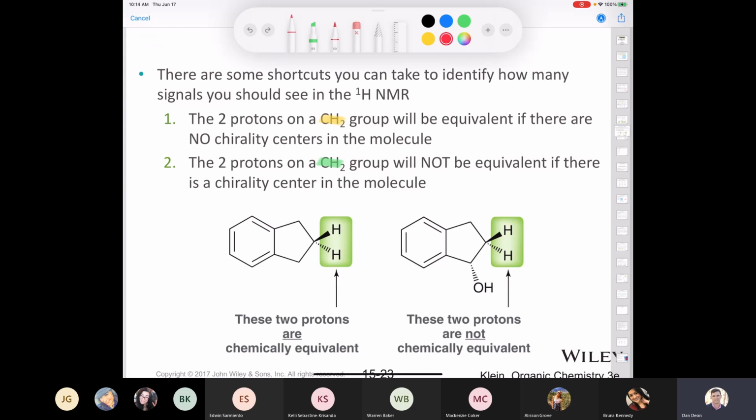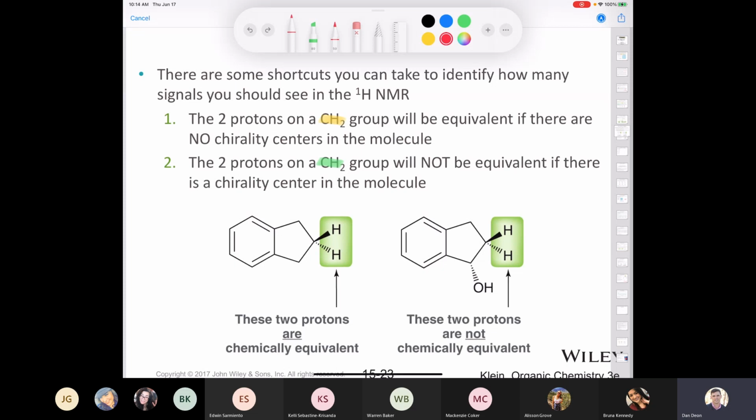So you can do a replacement test or you can just pretend you're standing there, right? Anyhow, if you were to take this molecule and do the replacement test, you would clearly see that you would end up with diastereomers. However, the shortcut is a lot faster. So two protons in a methylene with no stereocenter, they're equivalent. Two protons on a methylene, when you've got one stereocenter, they are by definition not chemically equivalent.